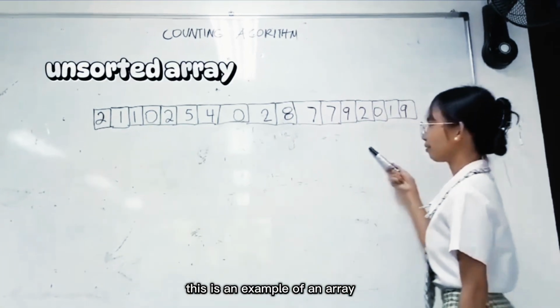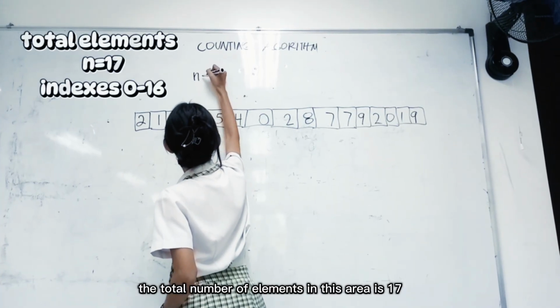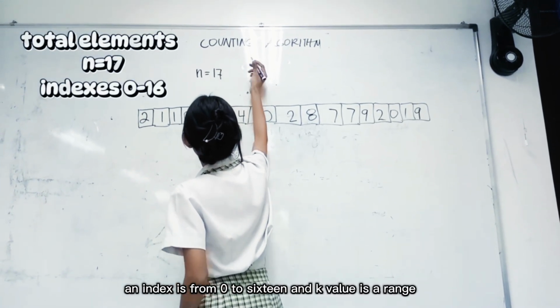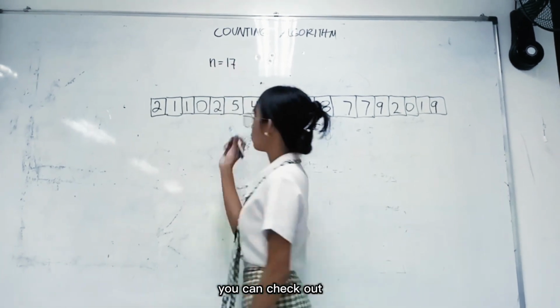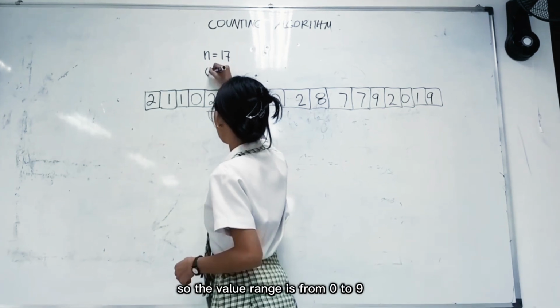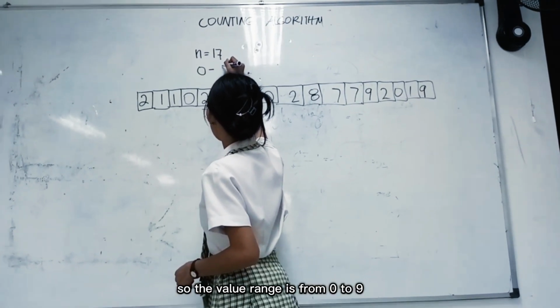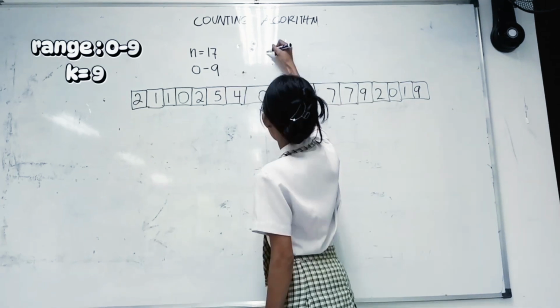So this is an example of an array. The total number of elements in this array is 17, with indexes from 0 to 16. And the key value is the range. You can check that the minimum is 0 and the maximum is 9. So the value range is from 0 to 9 and the key value is 9.